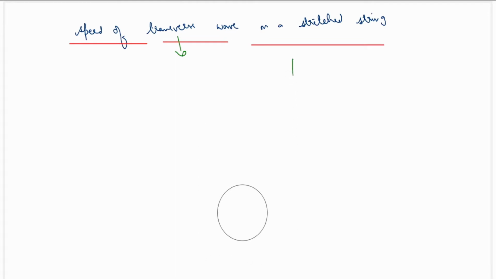Let's consider a case where we have a string attached to a wall, where one end of the string is free. Suppose at the free end we give a small push, like a jerk. Then a pulse is generated in the string. The pulse moves like this. As time goes on, the pulse keeps on moving forward.